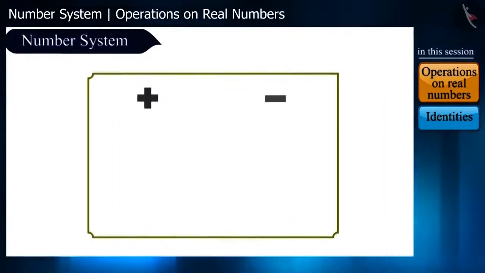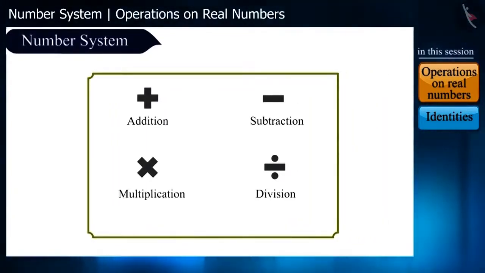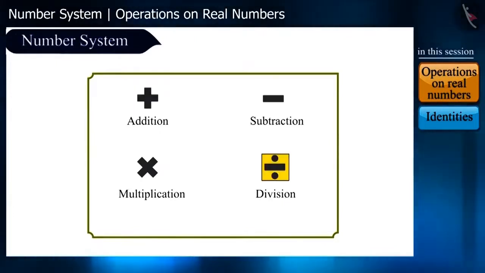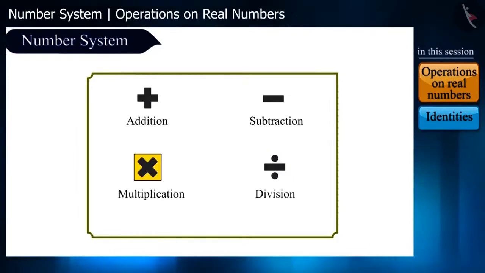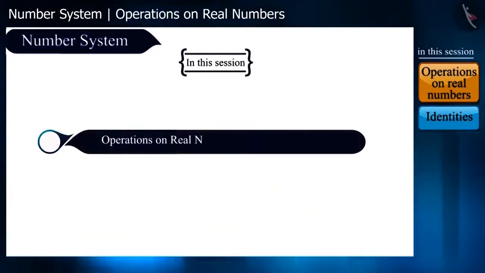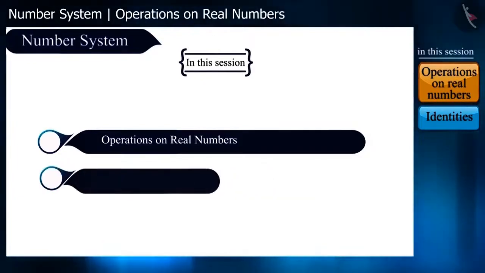Friends, basically we are familiar with 4 operations, namely addition, subtraction, multiplication and division. These operations help us to establish relationships between numbers. Today, we will discuss operations on real numbers and some identities.